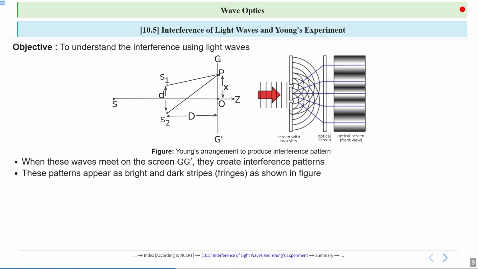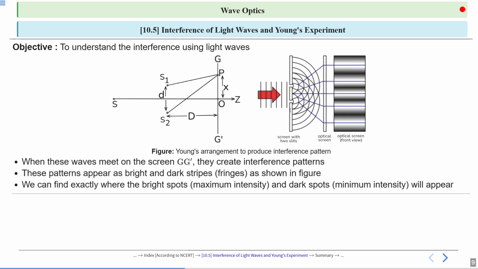Now let's delve into what these interference patterns look like. They appear as bright and dark stripes, known as fringes. These fringes are a direct result of constructive and destructive interference. Where constructive interference occurs, there is a bright fringe, and where destructive interference occurs, there is a dark fringe, where waves either amplify each other or cancel each other out. This visual pattern is a hallmark of wave behavior.